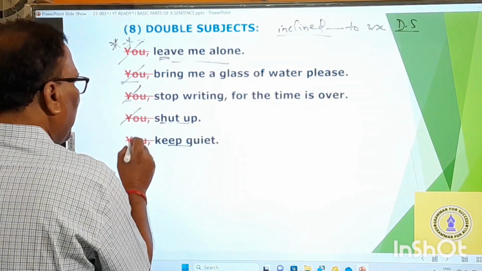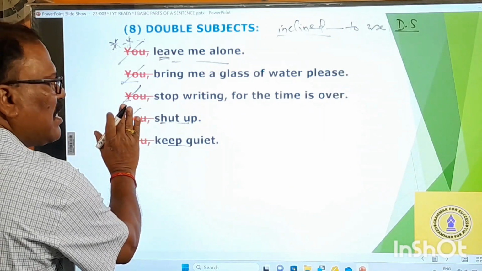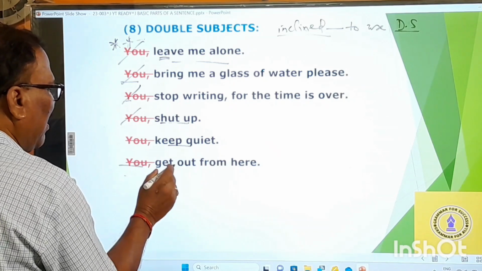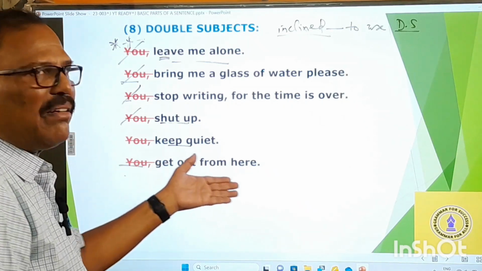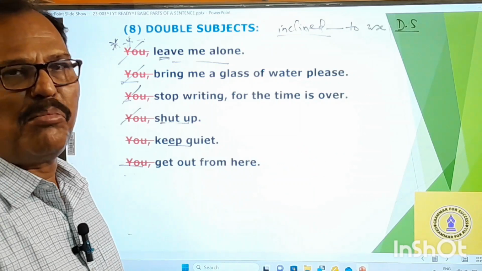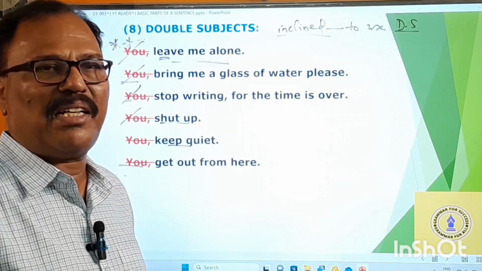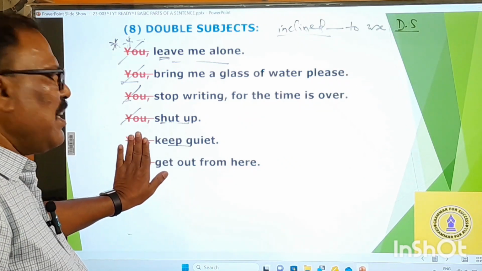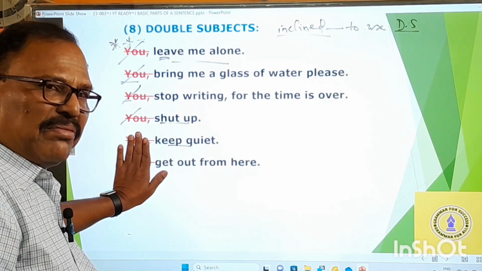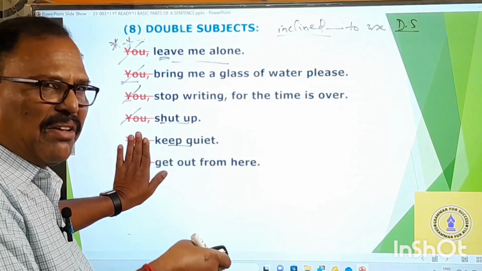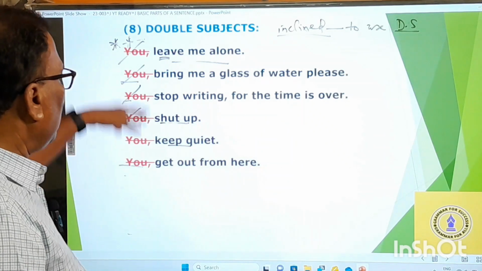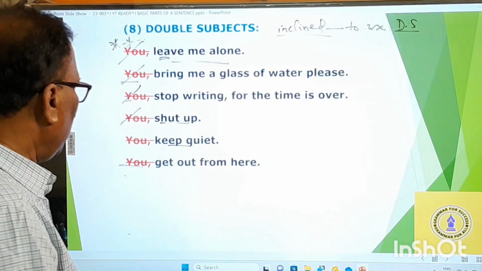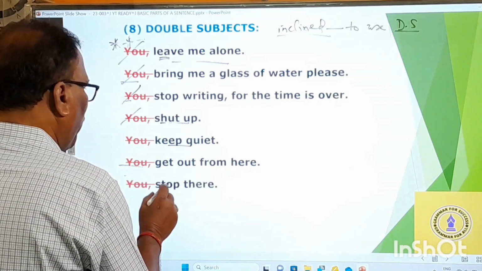You keep quiet. Keep quiet already has this subject, but again you are using that. You keep quiet. You get out from here. It's a popular dialogue we can hear in the movies or serials or elsewhere. Why saying you? Not necessary. Get out from here itself is enough. When get out from here itself is enough, why saying you get out from here? Is it not redundant? Redundant means superfluous, overusing. So one more thing, you stop there.